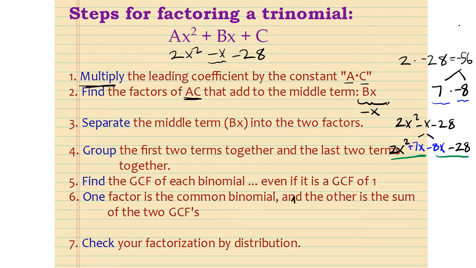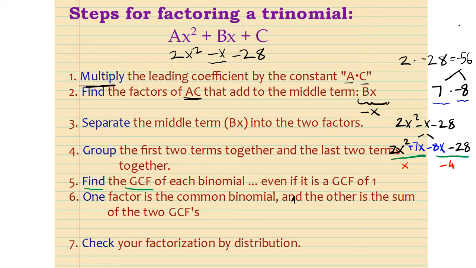Here is my group, and after grouping, we will find the GCF of each binomial. In each group, we have two terms. On each binomial, we're going to find the greatest common factor. The greatest common factor in the first group is x. The greatest common factor in the second group is 4, but because the leading coefficient is negative, I'm going to factor out a negative 4.